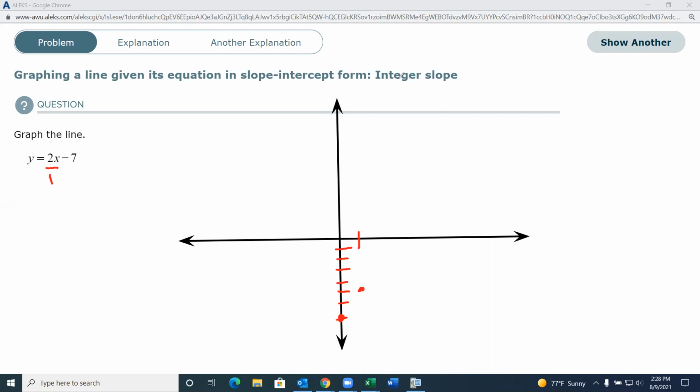Okay. So now I just play dot to dot, which is the payoff. It's super fun. And there's the line. And that's all you do every time. As you get good at it, it goes very fast.